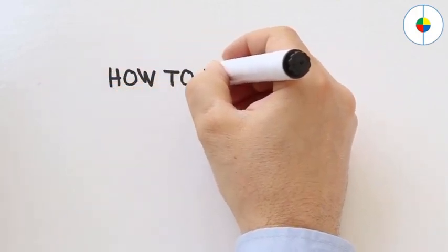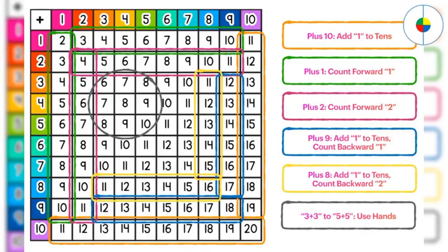Here are some simple rules. Any number plus 10, just add 1 to the tens position. 3 plus 10 is 13, 10 plus 7 is 17. Any number plus 1, just count forward 1. 6 plus 1 is 7, 1 plus 8 is 9. Any number plus 2, just count forward 2. It's the next odd or even number. 6 plus 2 is 8, 2 plus 8 is 10.